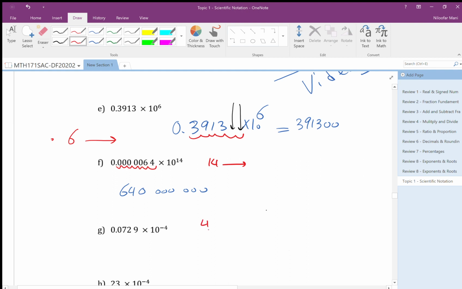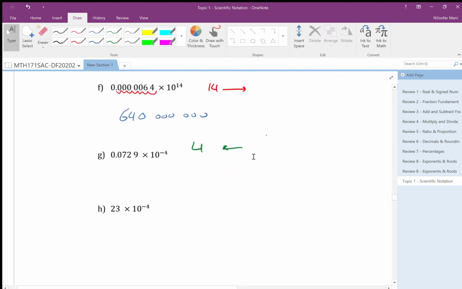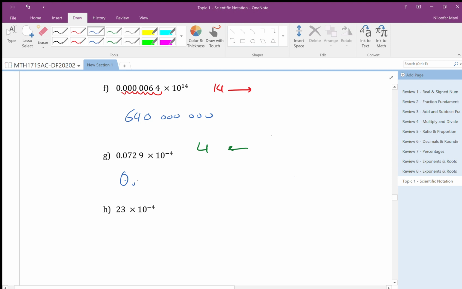Here I need to do 4 to the left. Okay, maybe here I change the color. So 4 to the left, and then I can show it. I have 0.0729 multiplied by 10 to the power minus 4, and then I do this 4. Okay, and I add 0000 here. Okay, so the answer is 0.0000729.